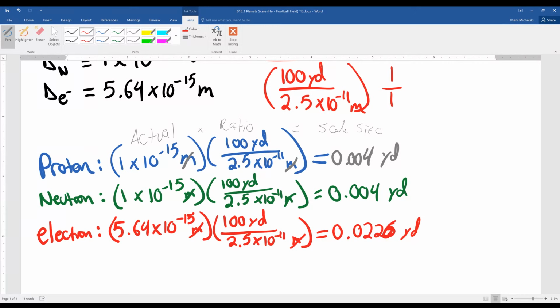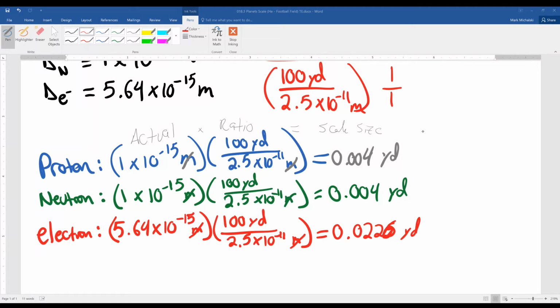Okay, so I'm going to do a little conversion. We've got this magical thing called the Google, and I am going to, can I pause this? Okay, I guess I can't pause this. I'm going to go ahead and find out how big is 0.004 yards.